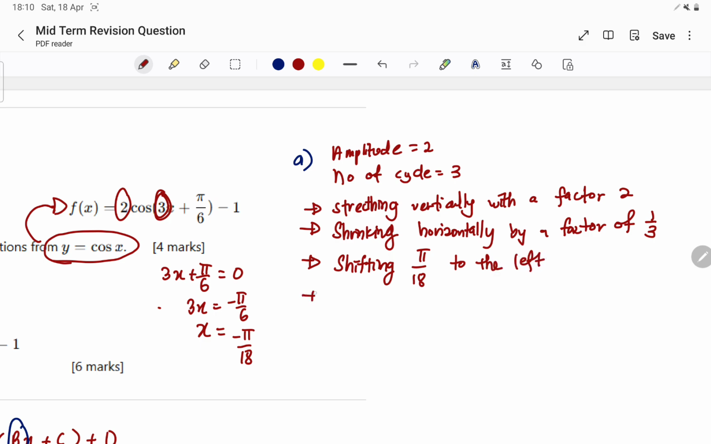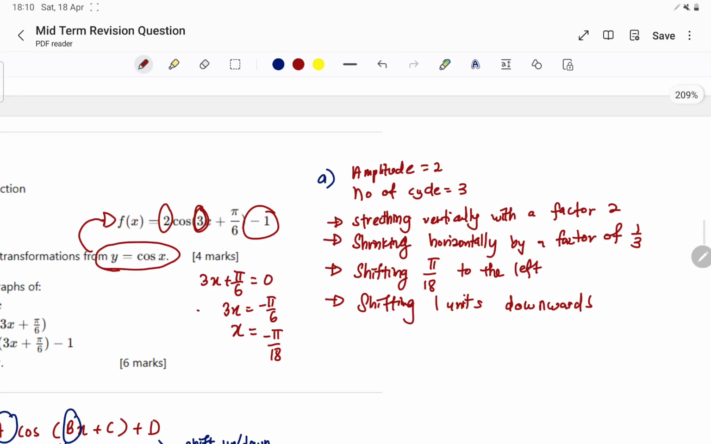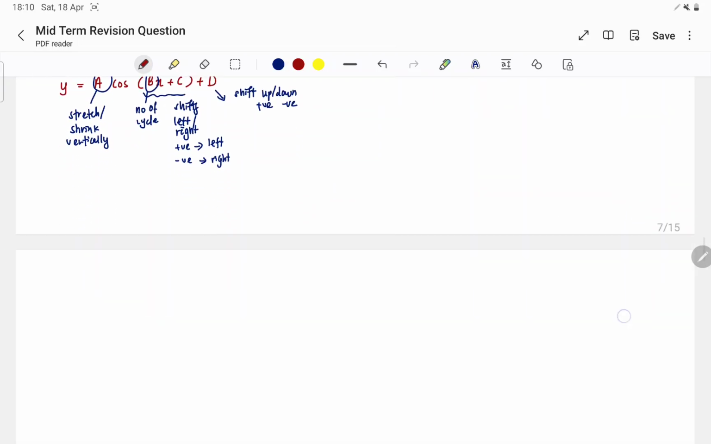The next one here we have negative 1. By right, it is shifting 1 unit downward. So that is how you do the transformation. You just have to explain what actually changed here. Now we proceed to the next one, question B.